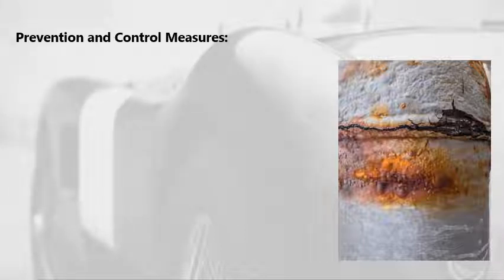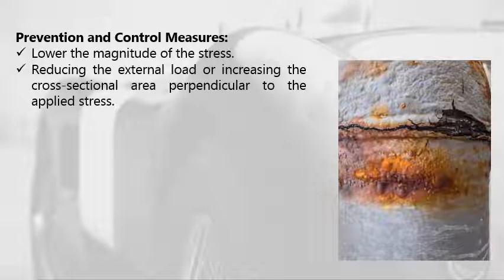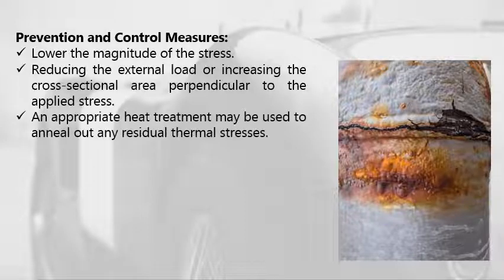In order to prevent this kind of corrosion, we must lower the magnitude of the stress, by reducing the external load or increasing the cross-sectional area perpendicular to the applied stress. An appropriate heat treatment may be used to anneal out any residual thermal stresses.